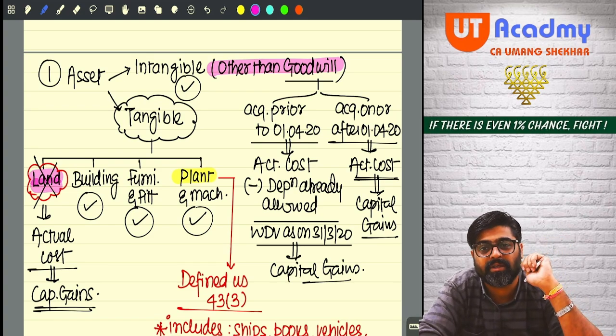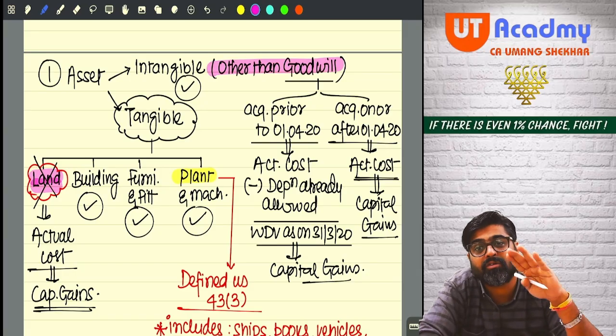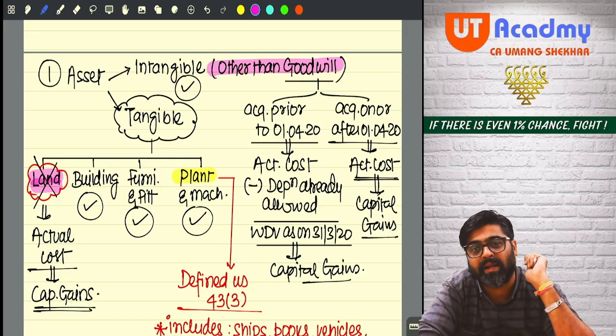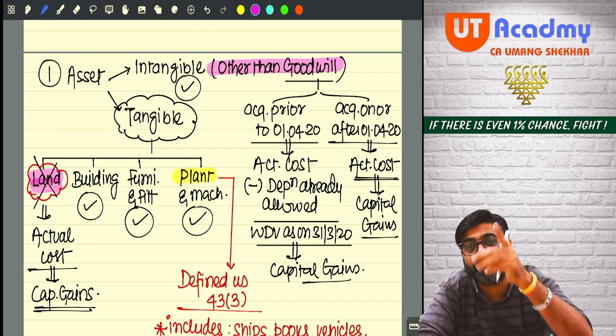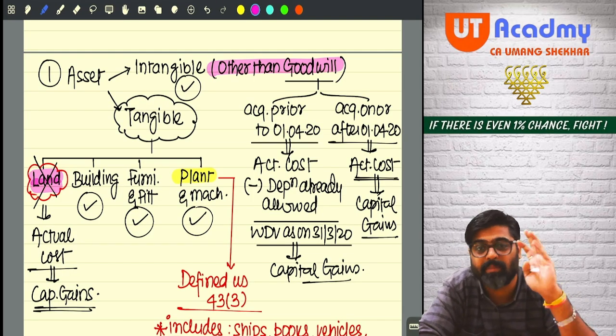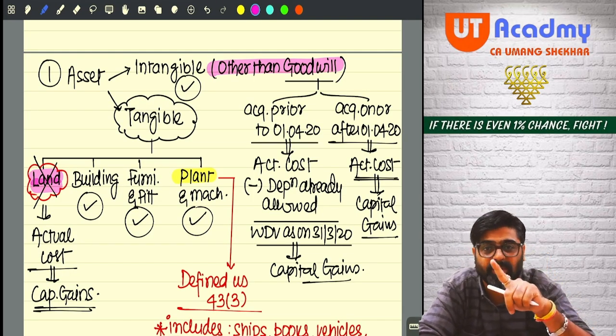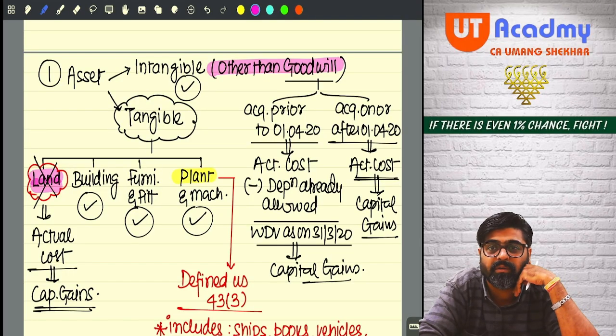Vehicles are plant and machinery. Then scientific apparatus or surgical equipments are also plant and machinery used for the purpose of business or profession. Their cost will also be allowed in the form of depreciation. These are specified assets. Will you remember?